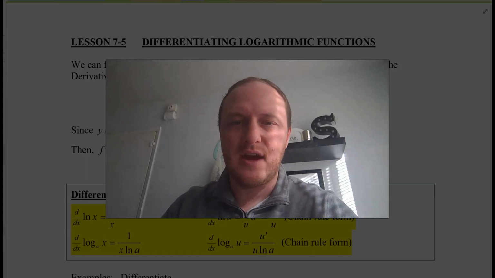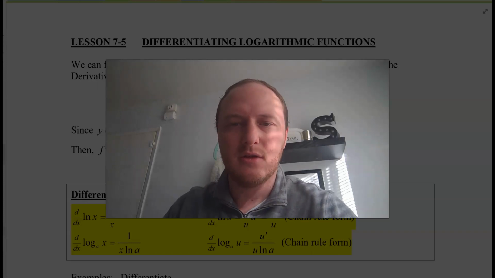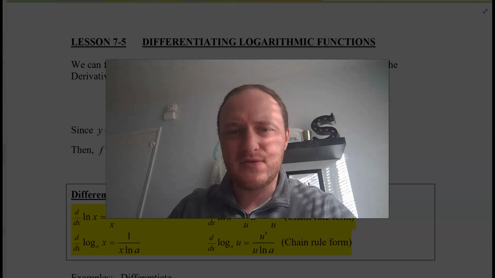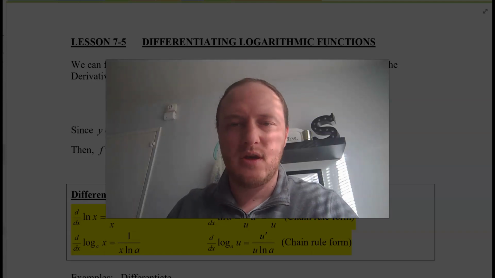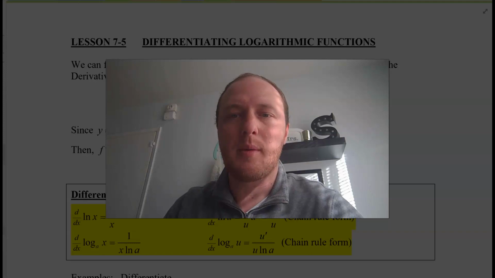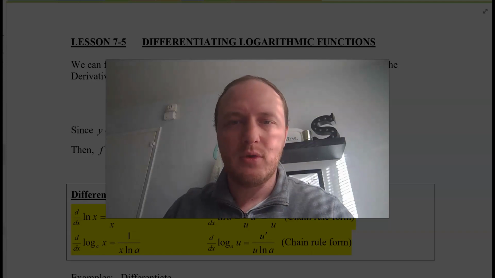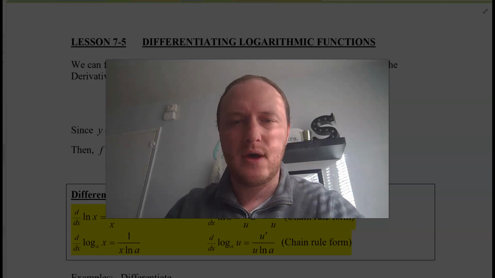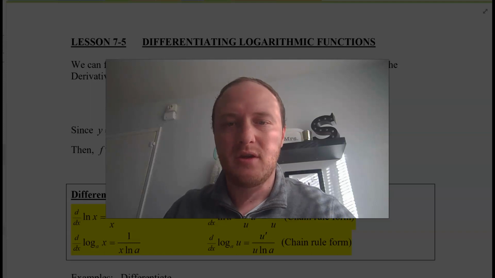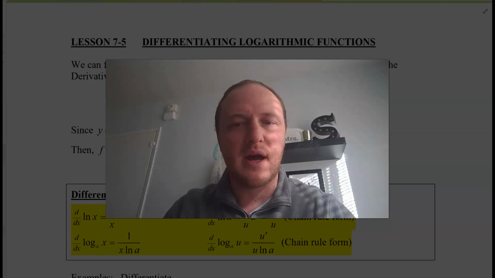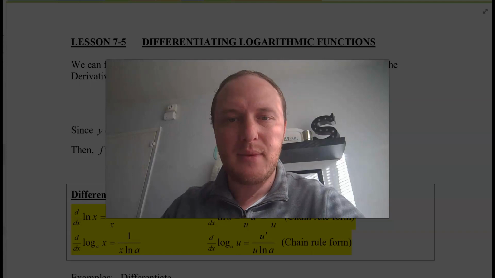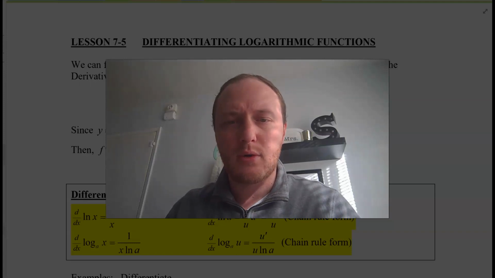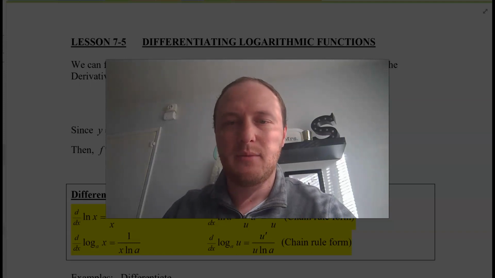This is 7-5. We are talking differentiating logarithmic functions. And in this video, we're going to be working with a lot of logarithms and logarithmic properties. So make sure you are familiar and comfortable with logarithmic properties. And you can go back and watch 7-4 or go back and watch some of my accelerated math 3 videos on logarithmic properties just to help you gain familiarity there.